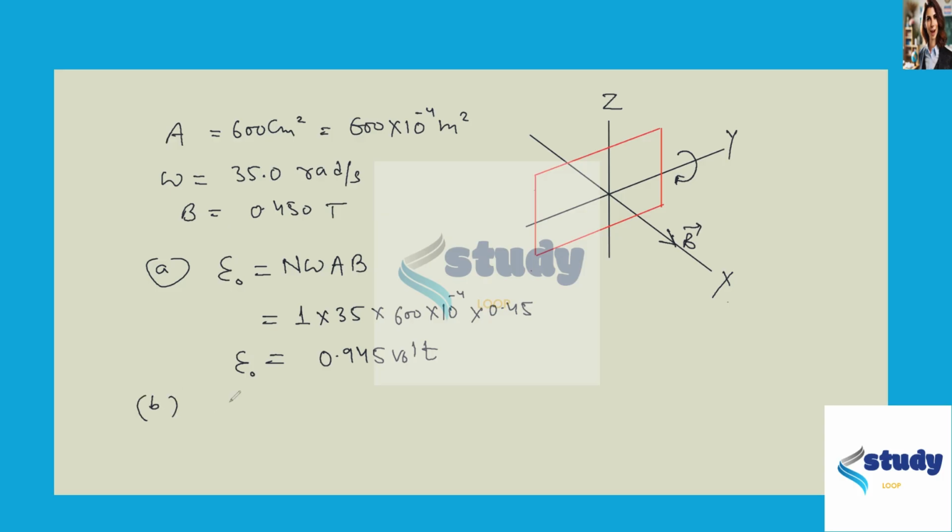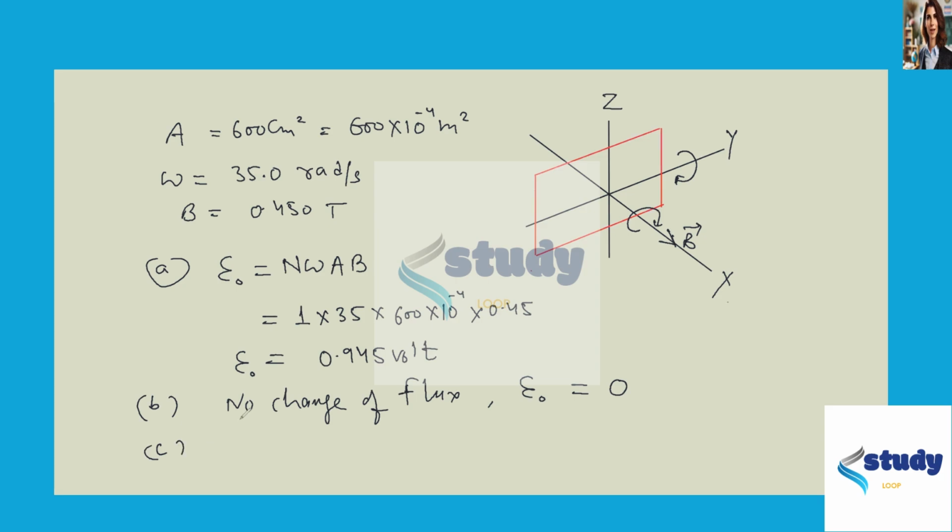Now, in the second part of the problem, the coil is being rotated about the x-axis, means like this. So when the coil is rotated about the x-axis, no change of flux will take place. So the EMF induced will be 0. No EMF will be induced across the coil.